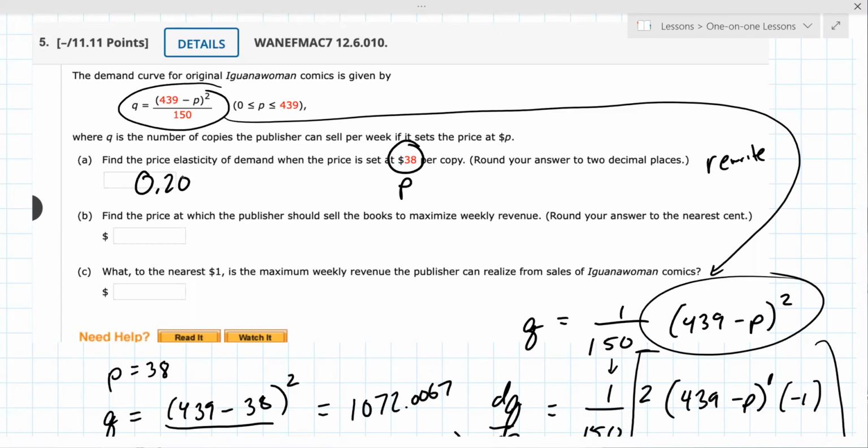Price is 38. Q is 439 minus p squared over 150. And then the derivative of that is minus 2p over 150. Oh, 0.19. I'm sorry, I rounded incorrectly. That is enough to see a difference. Okay, yeah, that's correct.